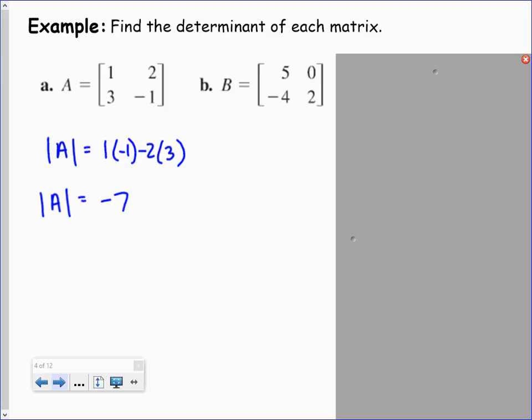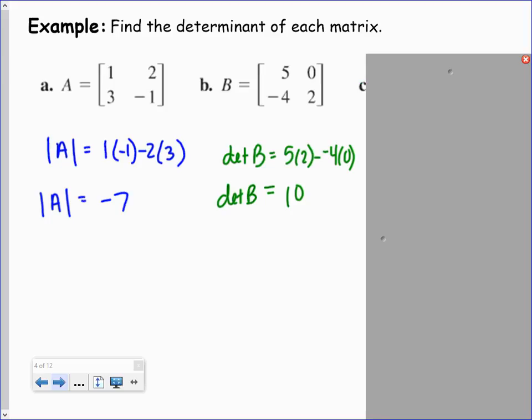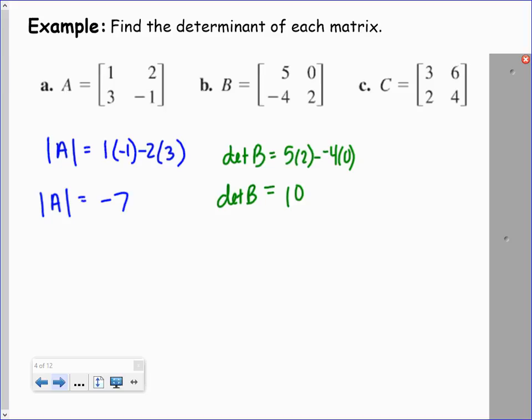Share with your shoulder buddy, the person next to you, make a group of 3 for today. Share with the person next to you, what did you get for the determinant of B? Did you get 10? Okay. Notice again, I can switch back to that other notation. I can use DET B. So be comfortable reading it either way. And the last one, please calculate the determinant.